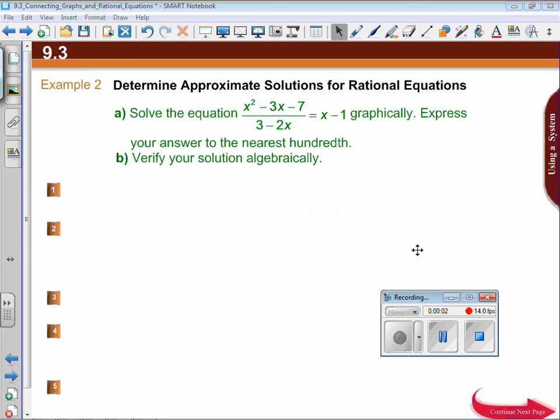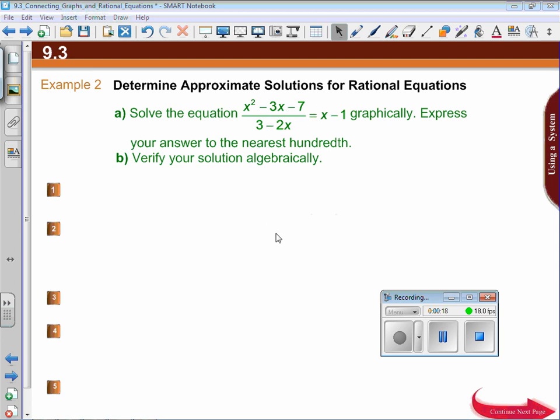All right, example 2 in 9.3 is really how I would solve a question if I was given the choice for the method to use. We're going to solve this equation graphically, and then we're going to express our answer to the nearest hundredth, and then we're just going to verify algebraically by substituting whatever we get on our calculator into there.